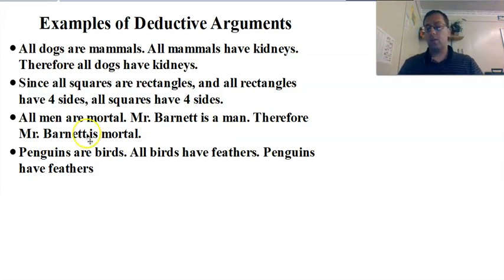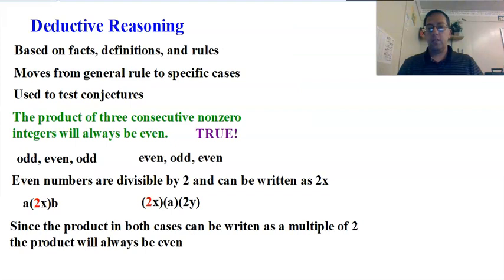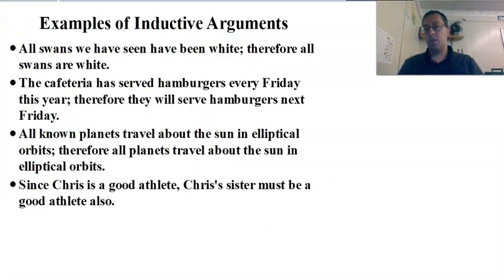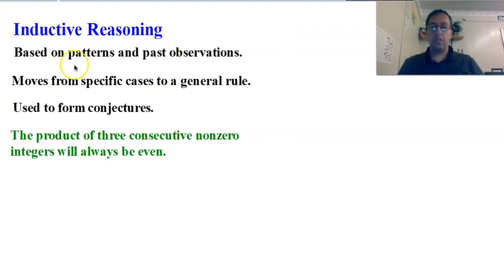All right? So, just to review, deductive reasoning is based on facts, definitions, and rules. It goes from a general rule to a specific case, and we use this to test a conjecture. All right? Inductive reasoning is based on patterns and observation. Okay? It goes from this thing I saw here, this thing I saw here, this thing I saw here, to a general rule that's always going to be true. And we can use this to form conjectures.